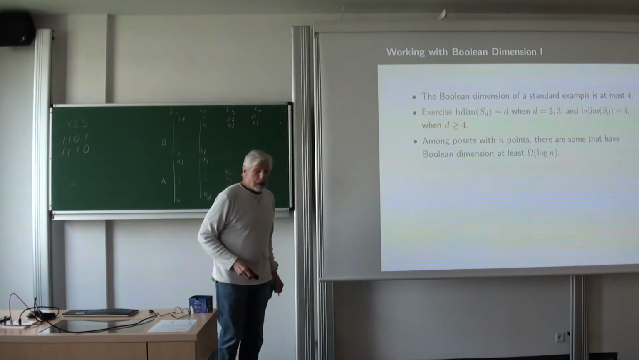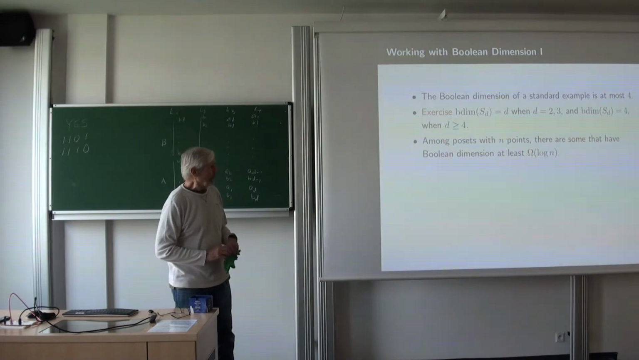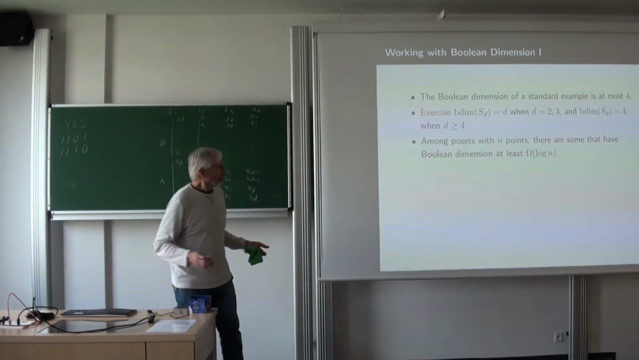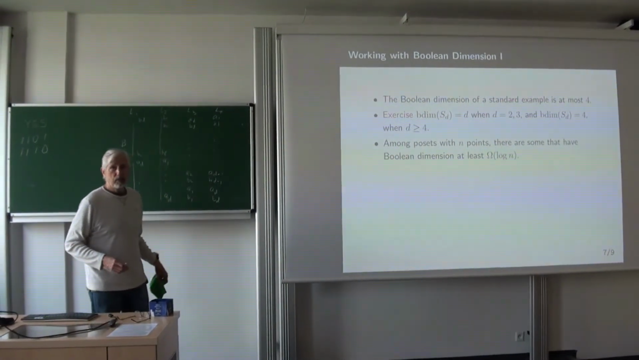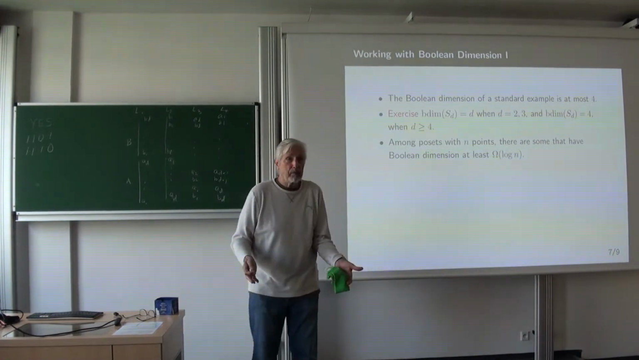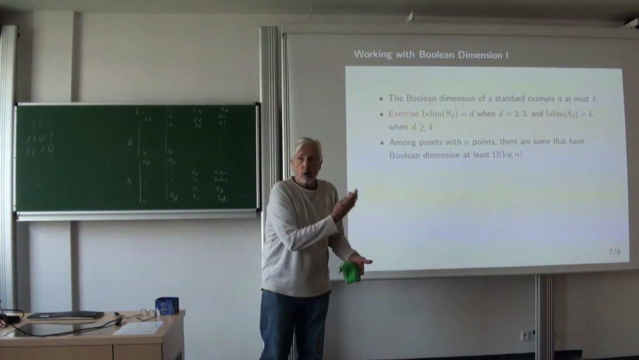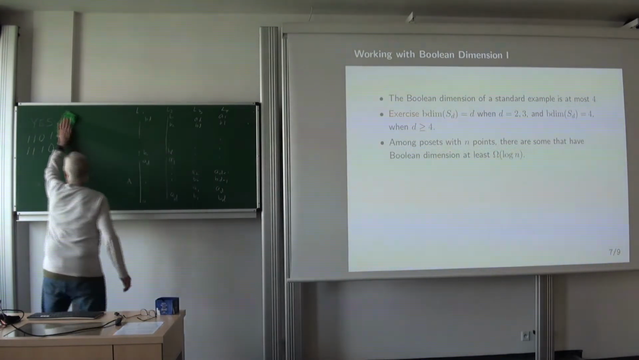All right, among posets with endpoints, there are some that have large Boolean dimension, at least some constant times log n. So Boolean dimension doesn't stay tiny all the time. It does grow with some posets. All right, let's do that.